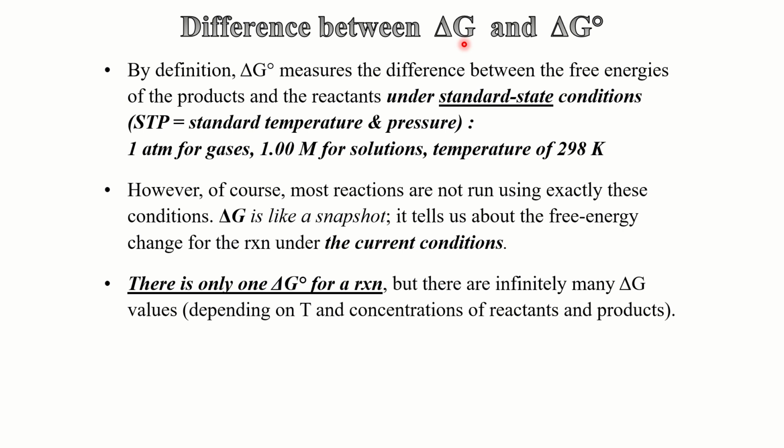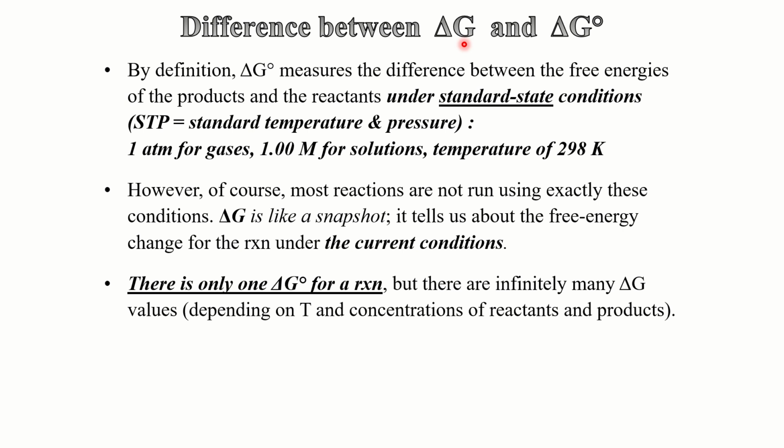It's kind of like the way that Q and K worked when we looked at equilibrium. K specifically referred to the concentrations at equilibrium. So there's only one K value for a reaction, but Q refers to the ratio of products to reactants under any conditions, so there were infinitely many Q values for a reaction. It's a similar idea here.